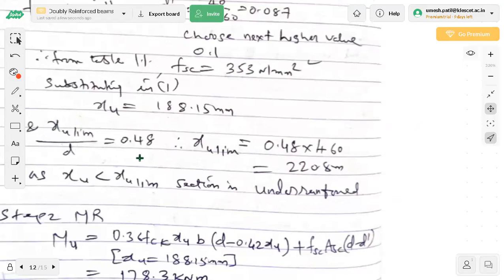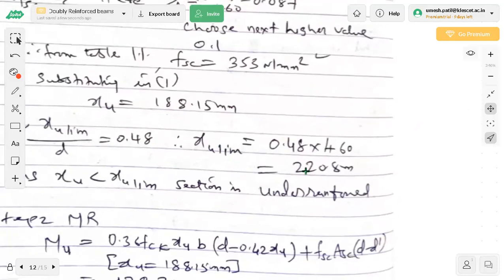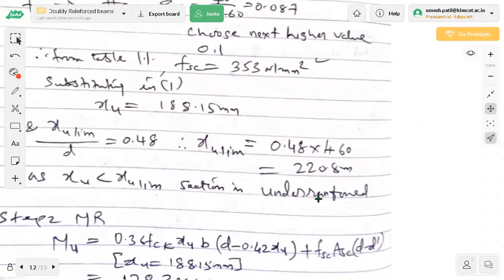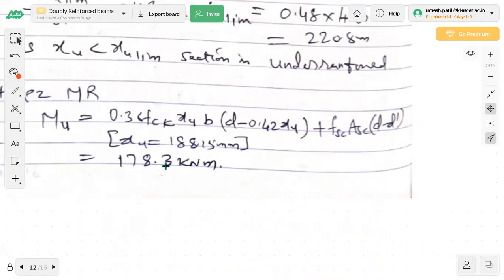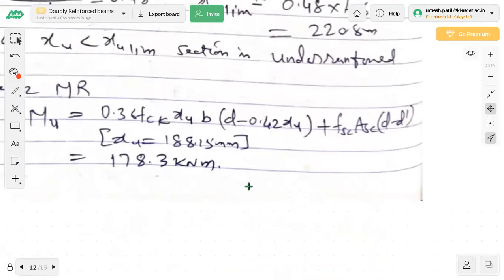Again, XU limit by D is 0.48. For FE415, this ratio is 0.48. XU limit is 220.8. XU is 188.15. XU is less than XU limit, so the section is under reinforced. Use this formula.